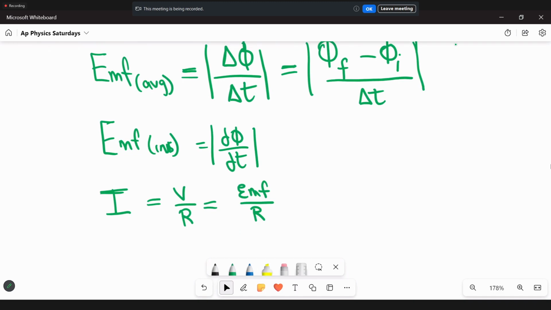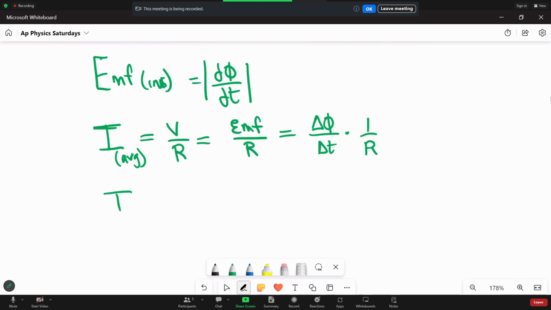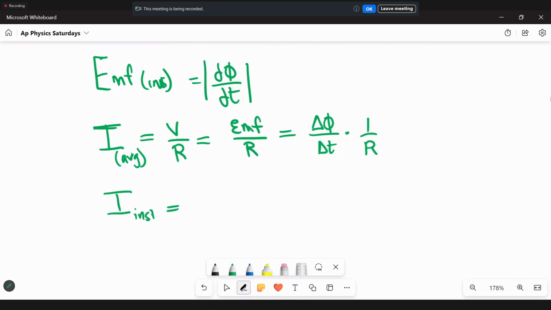EMF average and EMF instantaneous. So it depends on the question. If they ask you what is the average current, use the EMF average, this one: delta phi by delta t into 1 over R. Are you getting me? And if the question asks you what is the instantaneous current, then you are going to use d phi by dt times 1 over R.